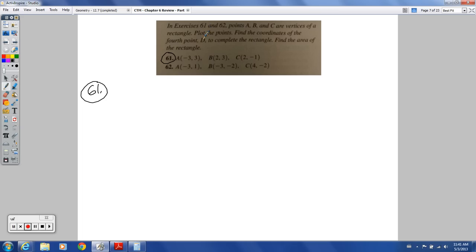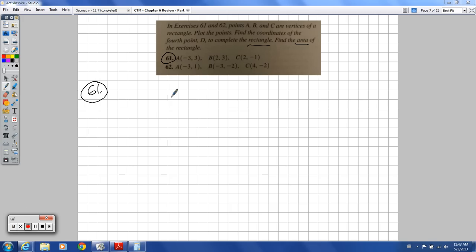We are plotting the points, finding the coordinates of the fourth point to complete a rectangle. So we're going to make a rectangle, and then we need to find the area of the rectangle after that. So we are plotting these points first. We got negative 3, 3, 2, 3, 2, negative 1. Looks like we won't have to go too far in any direction. I'll just go 5 in each direction. So 1, 2, 3, 4, 5. 1, 2, 3, 4, 5. That should do it for me.